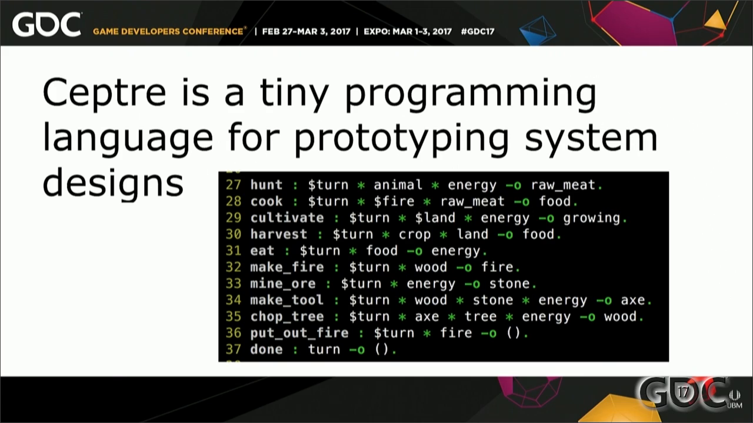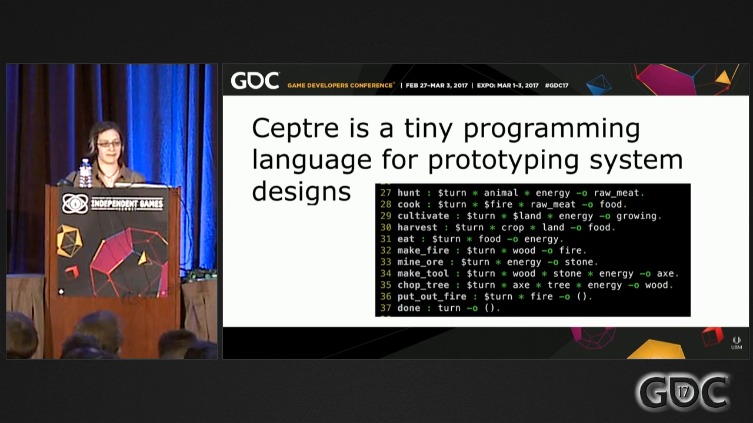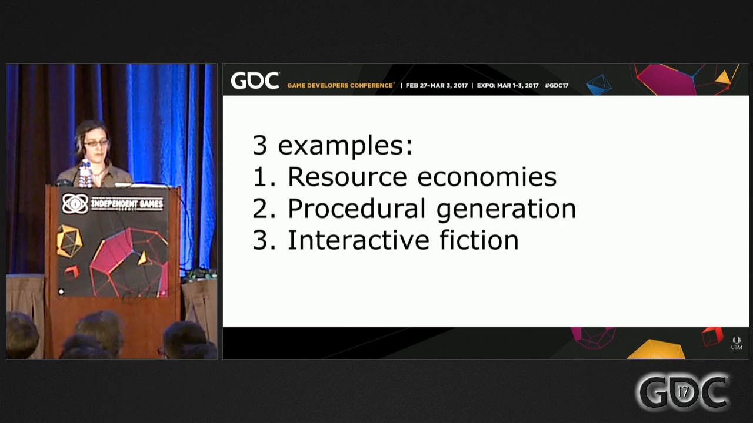So this slide has a little tiny bit of Scepter code on it that you can look at without understanding for now. But it's effectively a very tiny programming language for prototyping system designs. And I'm going to show you 3 examples to kind of demonstrate the breadth of what I like to do in Scepter.